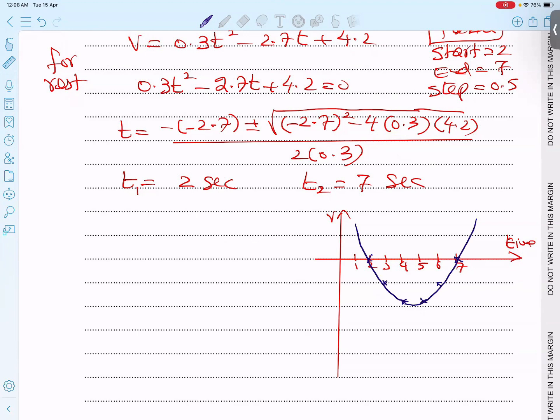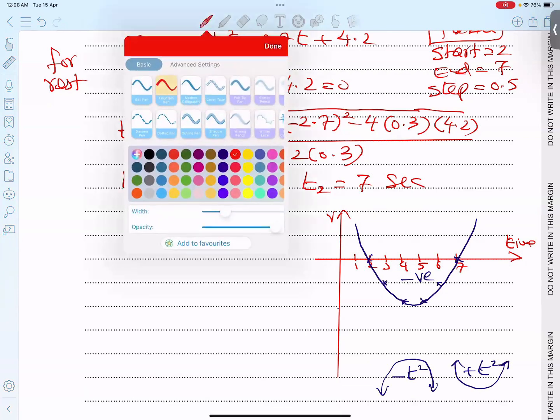Like this. How come? You can see the power 2, a positive power 2. Whenever we have a plus t square, we have this kind of graph. With a negative t square, we have this kind of graph. Make sure. So the thing is that the value is negative, which means the distance will come out negative for sure, because it is below the x-axis.